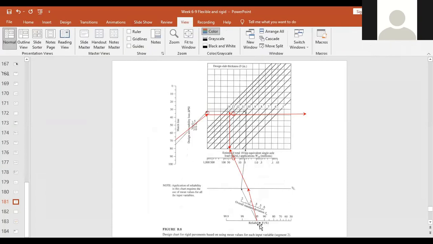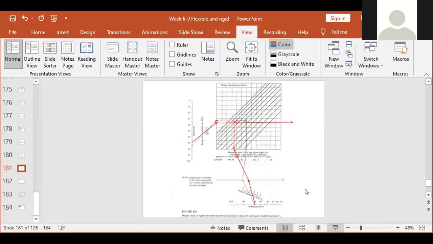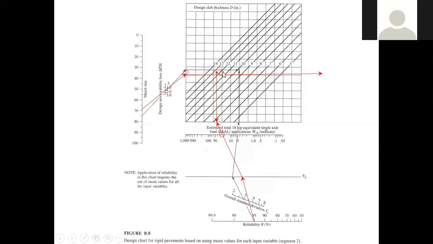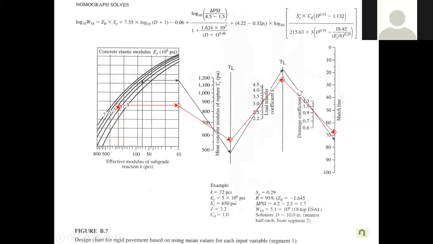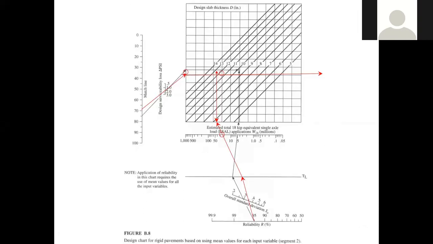Okay, so once I have done this, let's wait for the slideshow. So my thickness is 12 inches. Pardon me about this mistake. And then I can know that the required slab thickness is 12 inches. That's how I've calculated. I again can start.